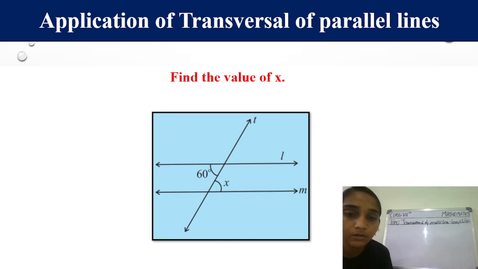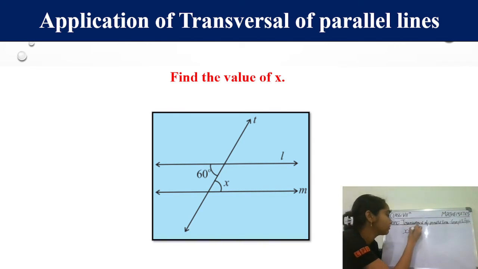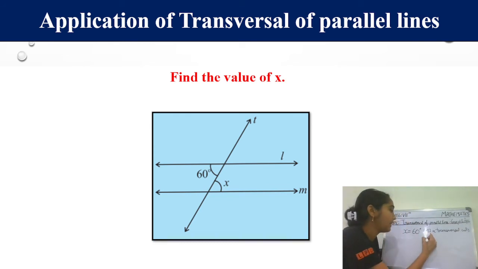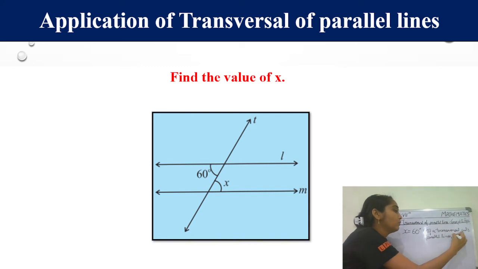So now we know that x will be equal to 60 degrees only, right? X will be equal to 60 degrees, and the reason for the same, students, is that if a transversal cuts parallel lines, the pair of alternate interior angles are equal.